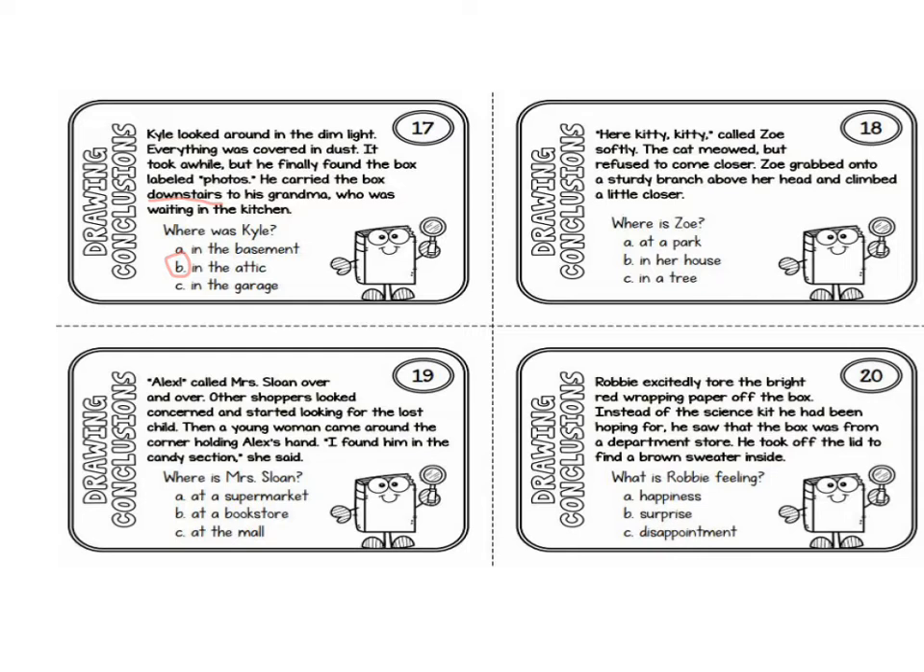Let's try another one. "Here, kitty, kitty," called Zoe softly. The cat meowed but refused to come over. Zoe grabbed onto a sturdy branch above her head and climbed a little closer.